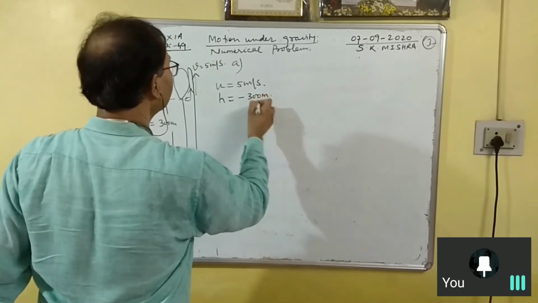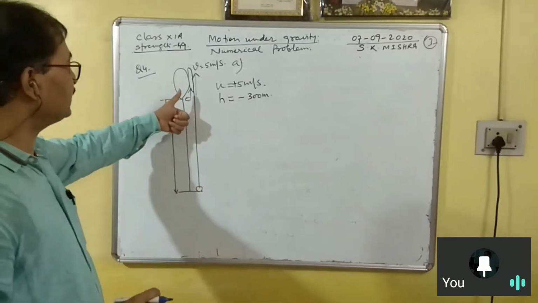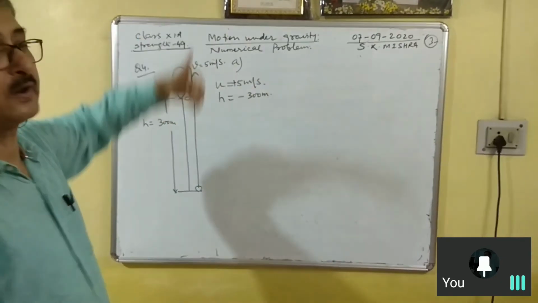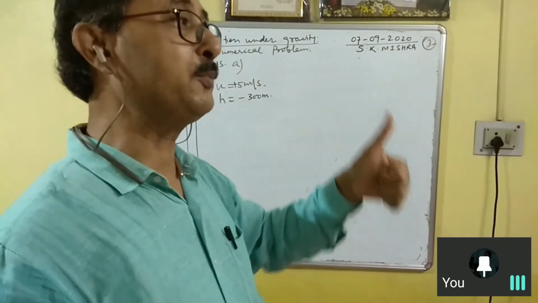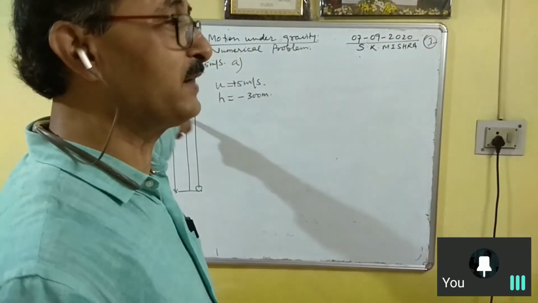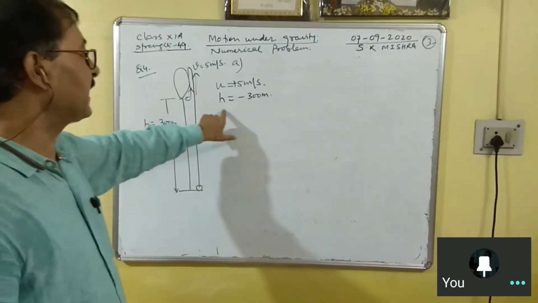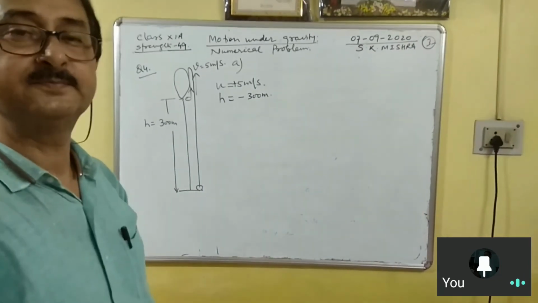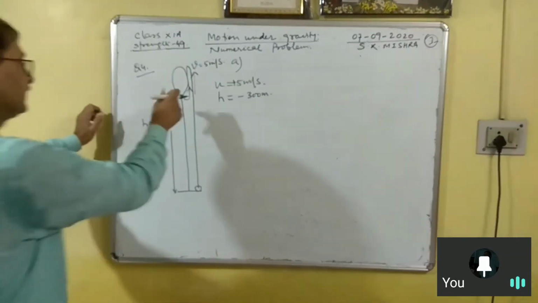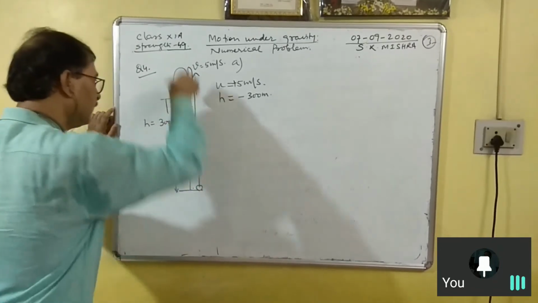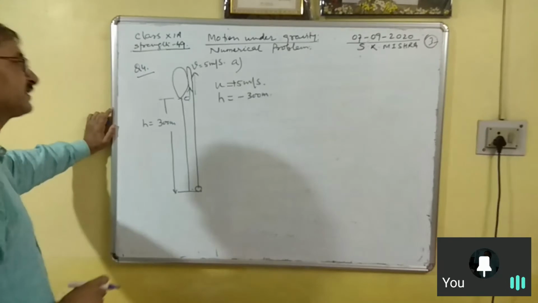Why am I taking minus here and plus on this side? Because the initial velocity of the stone is in the vertically upward direction, and the physical quantities which are vertically upward we give a positive sign, and the quantities in the downward direction we give a minus sign. Opposite direction, negative sign. The displacement is from this to this, along the vertically downward direction, that's why h is equal to minus 300 meter.